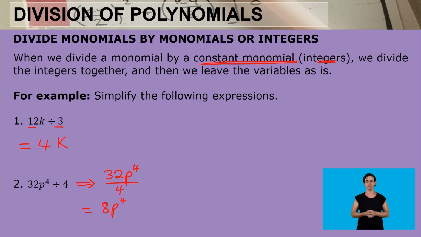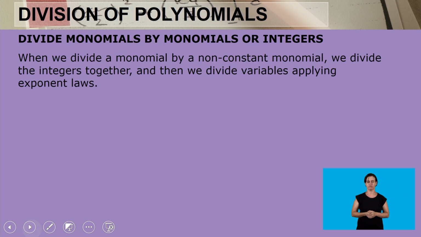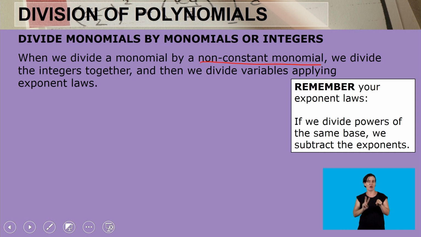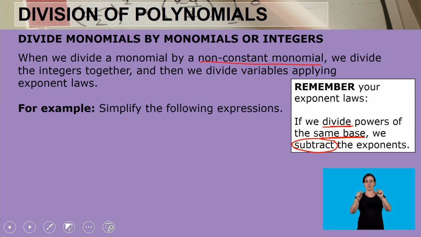But now what happens when we are working with a non-constant monomial? When we divide a monomial by a non-constant monomial, we are going to divide the integers together. Then we are going to divide the variables together, of course remembering our exponent laws, that when we divide powers of the same base, we subtract those exponents. So let's look at these examples. Let's simplify the following expressions.